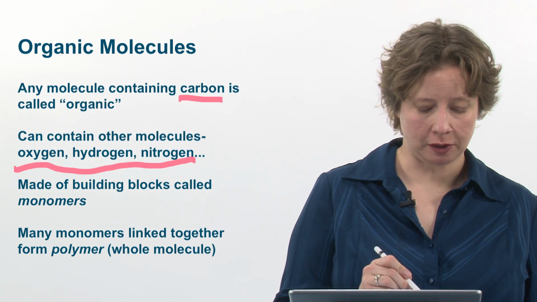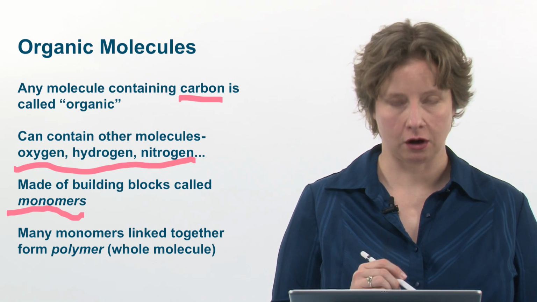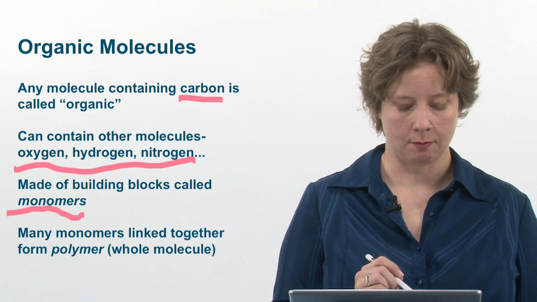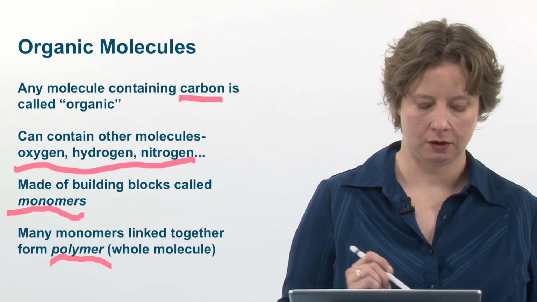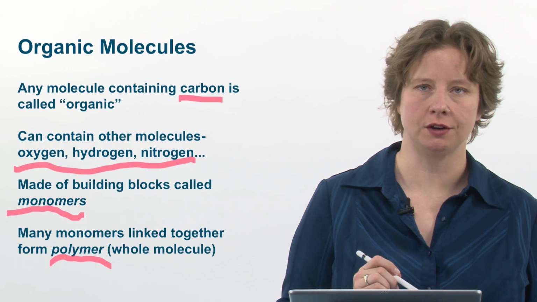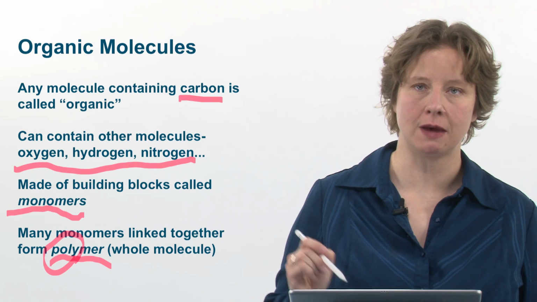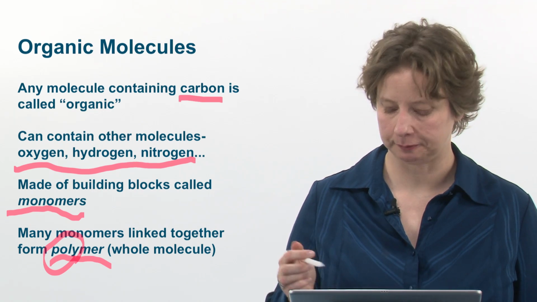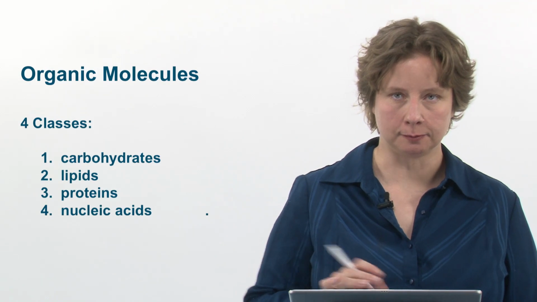The name of the building blocks for organic molecules are monomers. Many monomers are linked together to form polymers. So the mono part in monomer tells you that it's one, so that's like one unit. And the poly part means many, and that tells you that it's many together. A whole molecule is an example of a polymer.